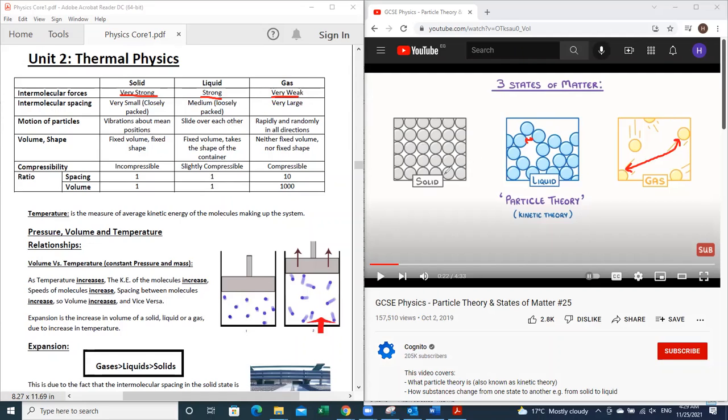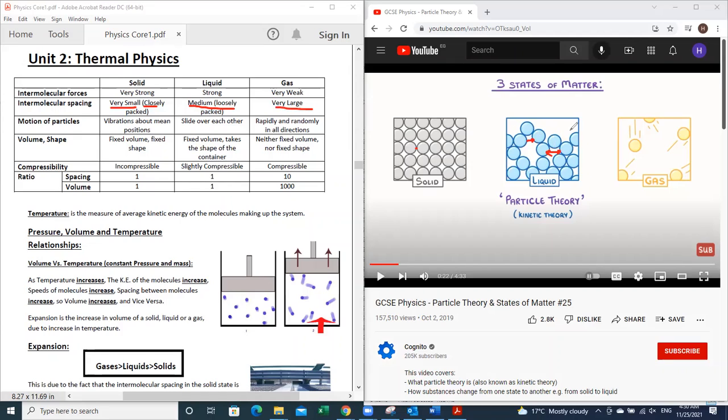What about the intermolecular spacing? The intermolecular spacing means the space between the molecule and the next as well. As you can see here, the spacing between the molecules in a solid is very small. They are closely packed, no space at all. But here in the liquid, they are loosely packed. Somehow you can see a distance between one molecule and another.